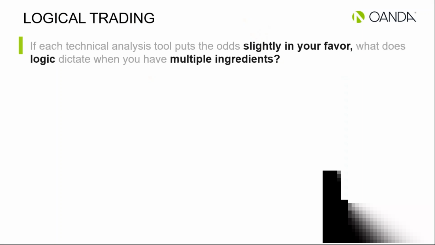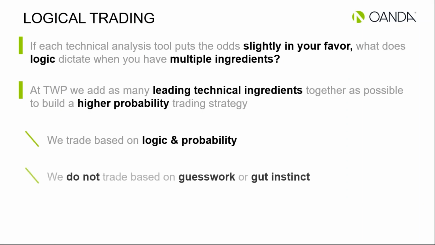So trading needs to be logical, right? If every bit of technical analysis is going to increase your probability of winning, what does logic dictate when you have more than one of those technical factors? All right, so trade with precision, we're operating on the premise that if you manage to get more and more indicators confirming the direction of the trade, then that's going to correspond to a higher probability of a successful trading strategy. All right, we trade based on logic and probability. Trading is not about guesswork or going with your gut feel.